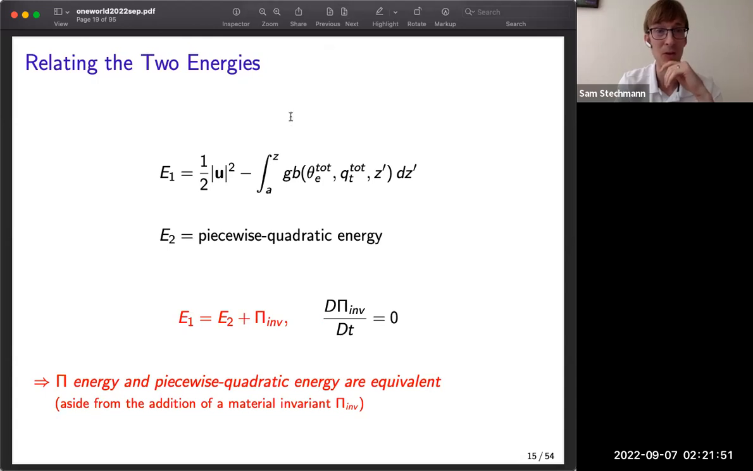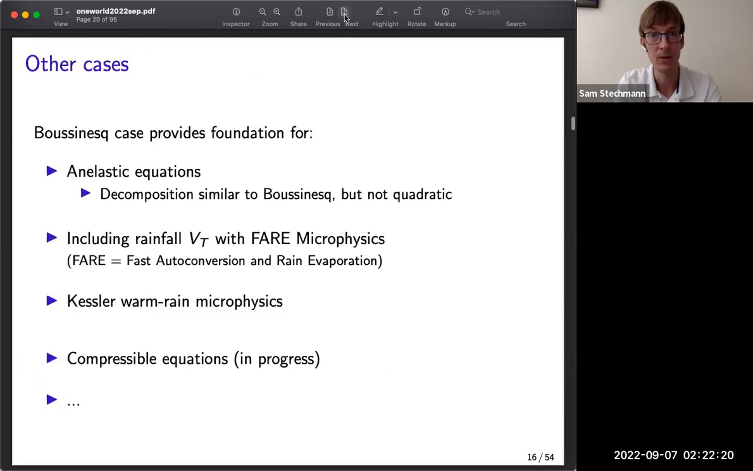Another little note about this. I said right away at the beginning that there's two ways of writing the energy. One is this rho g z-like version, and the other is the piecewise quadratic. It turns out that they're the same, which they probably should be, or they're the same up to a difference that happens to be a material invariant. This is a calculation that's tucked away in the appendix or SI of the paper, but you can show that they are indeed the same. You just have to evaluate this integral. And I was mentioning earlier that we use this Boussinesq case because it's a good foundation.